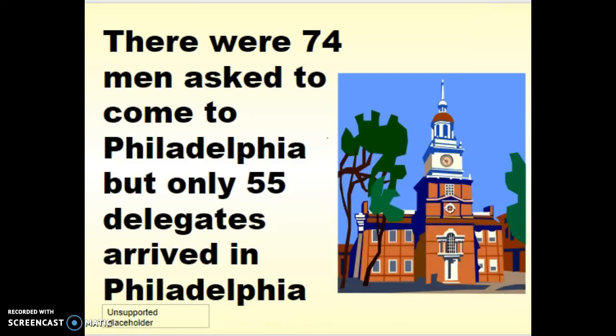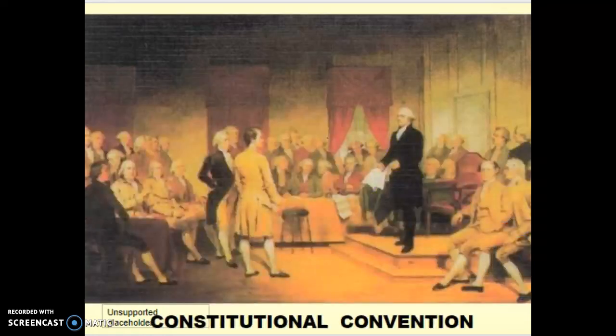There were 74 delegates asked to come to Philadelphia. Only 55, for various reasons, decided to show up and help draft. One of our notable ones, Mrs. Guerin's favorite, Alexander Hamilton, was there. Here's a nice painting to help you jog your memory of the Constitutional Convention.